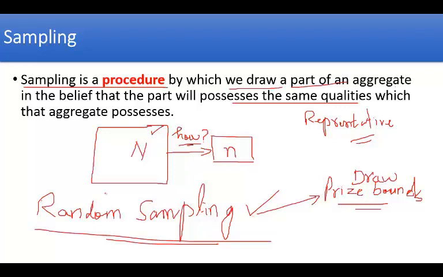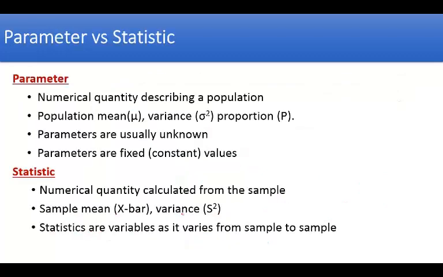Random samples are usually drawn with two methods, the lottery method and the random number table method. Now you can also use computer programs to draw random samples. Moving forward, there are two different concepts in this slide, the parameters and the statistics. Parameters are the numerical values calculated from the population, whereas statistics are the numerical values calculated from the sample. So anything calculated from the population is fixed or exact, whereas anything calculated from the sample is an estimate.